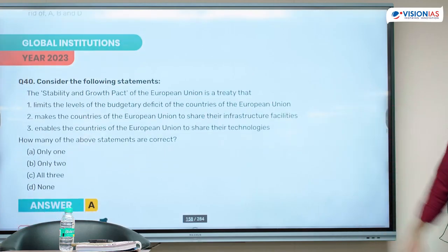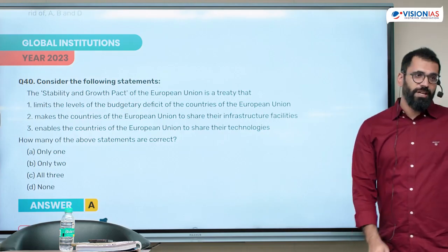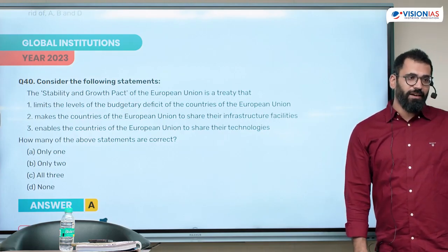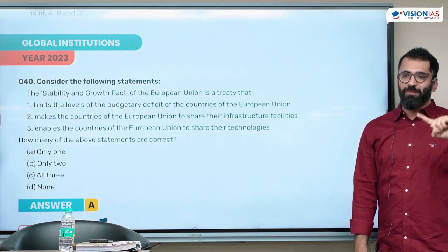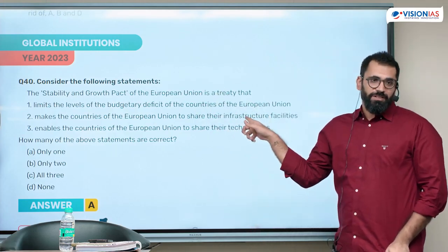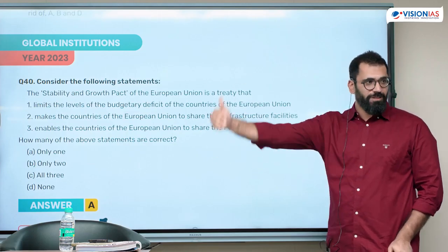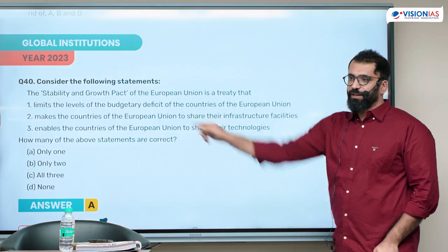Similar, another. The Stability and Growth Pact of the European Union is a treaty that limits the levels of deficit of countries of the EU, makes the countries share infrastructure facilities, enables the countries to share technologies. Sorry. The issue was too much debt being taken. The earlier mechanism was the European Stability Mechanism. This Stability Mechanism says control the budgetary deficit. It doesn't deal with infrastructure or technology sharing. Debt was the important issue. Debt got controlled by this.